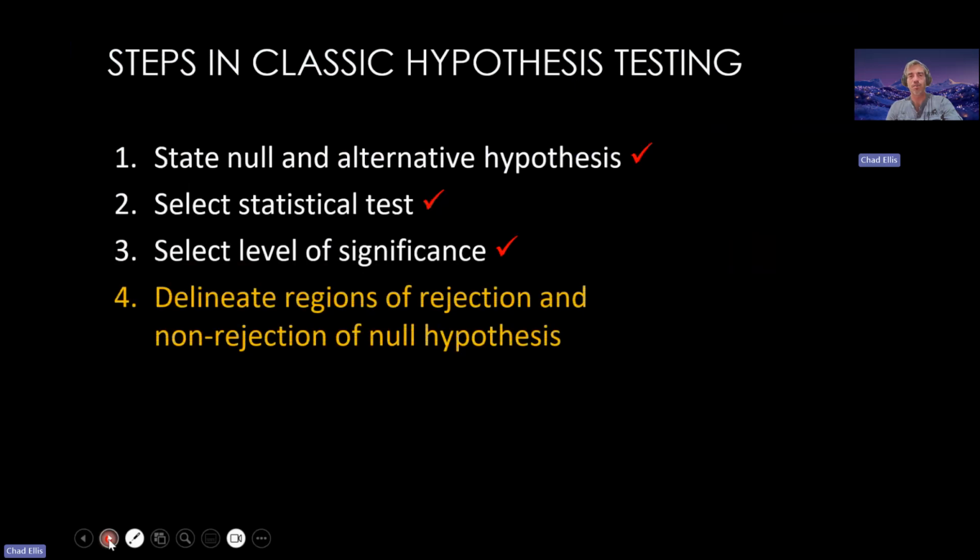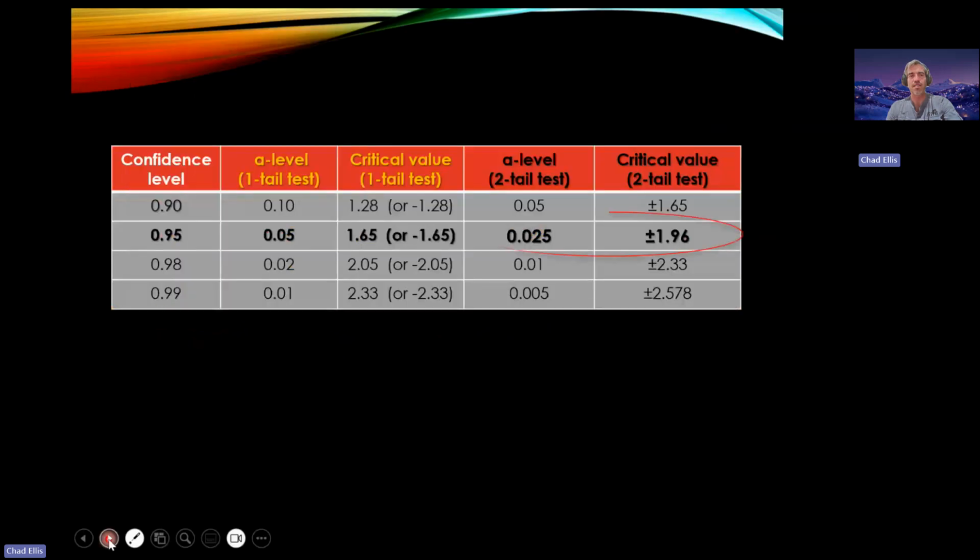So we've selected our level of significance, our alpha value. Now we're going to delineate the regions of rejection and non-rejection, which I basically showed you in the last couple of slides. So for our 95% confidence level, our alpha level is going to be the complement of that. So a 95% confidence level gives us an alpha level of 0.05. Since we're doing a two-tailed test, we're going to take that 0.05 and split it into two.